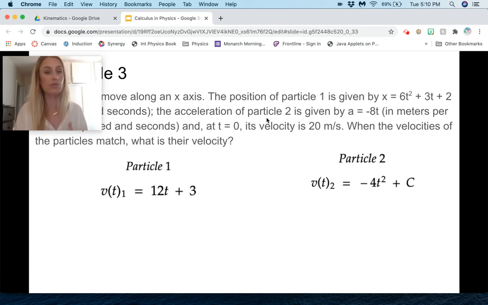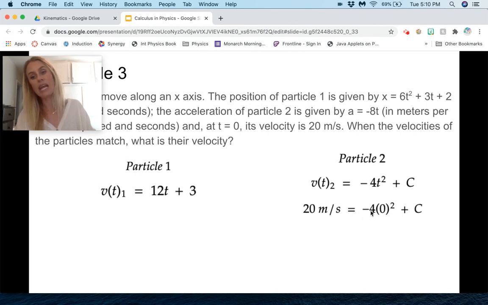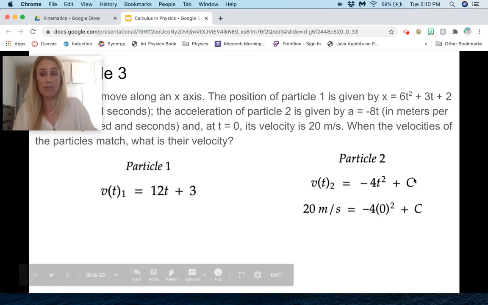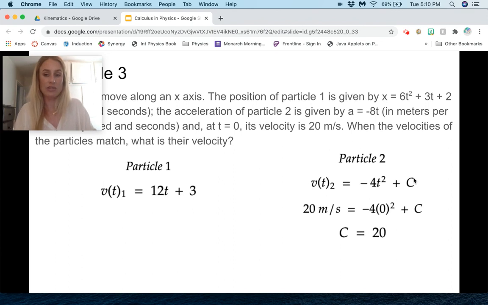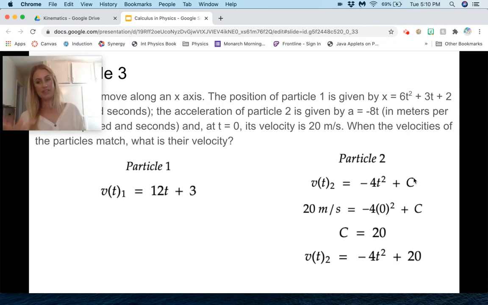All we do here is plug 0 in for t in this equation, and then plug 20 meters per second in for velocity, because at a time of t equals 0, we know that the velocity here is 20 meters per second. Plugging that in, we get 20 meters per second is equal to negative 4 times 0 squared, which is just 0, plus c, which tells us that c is equal to 20. Then we can plug that into our equation, and we now have an equation for the velocity of particle 2. We couldn't just leave it with c. It's too many unknown variables. We didn't know what c was, so we had to find what c was.